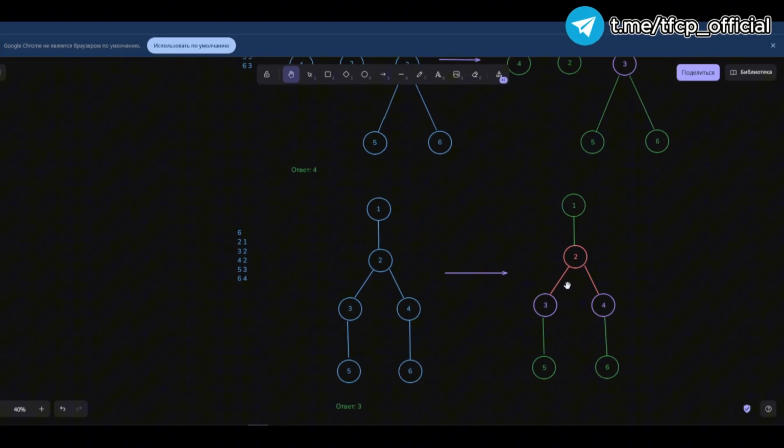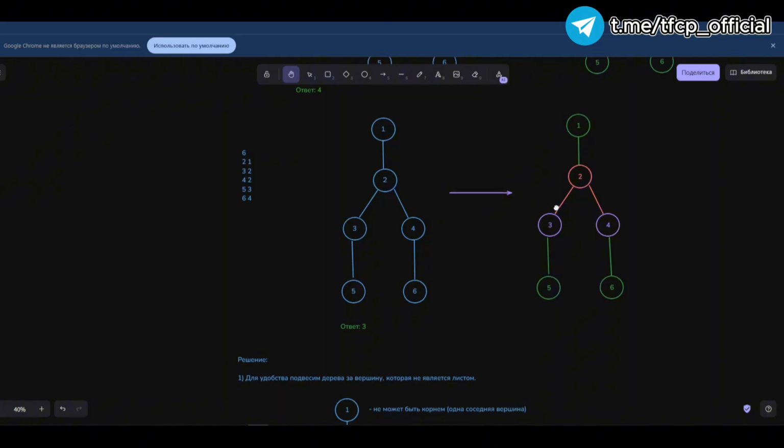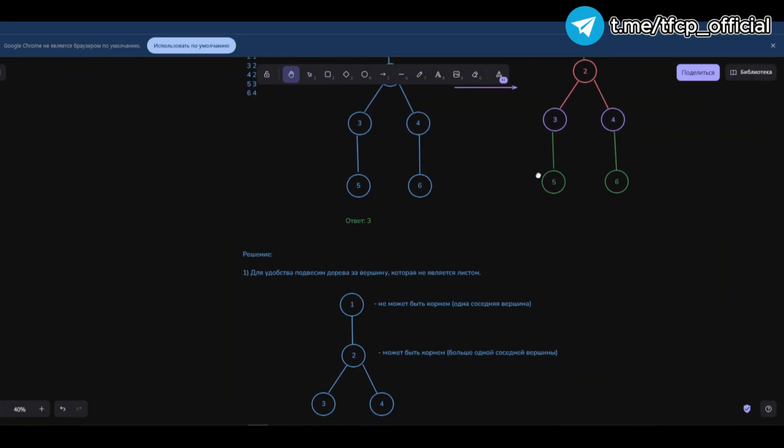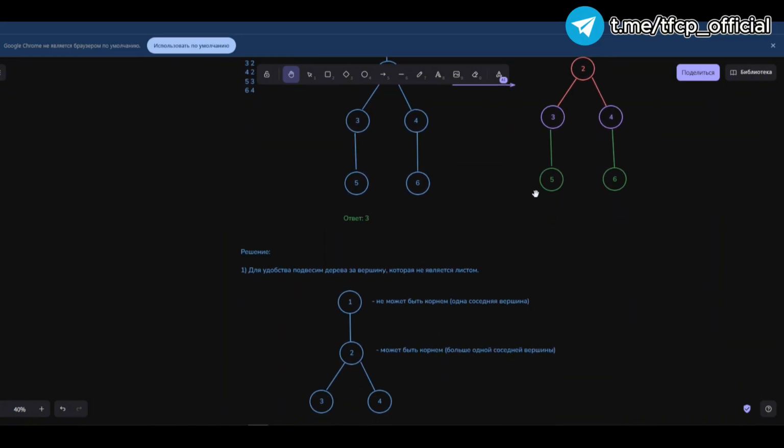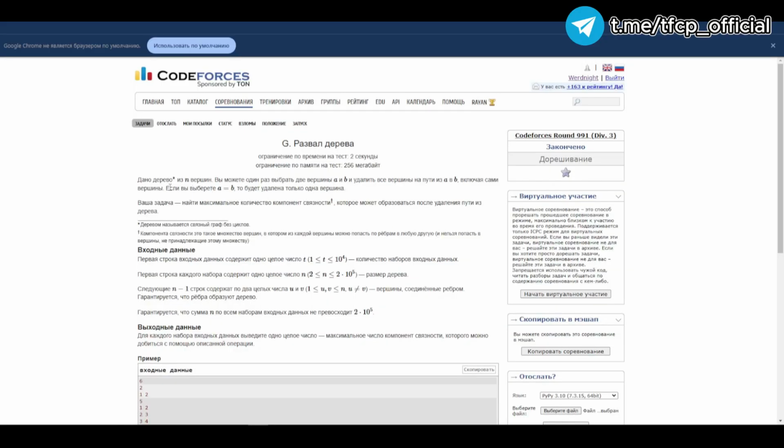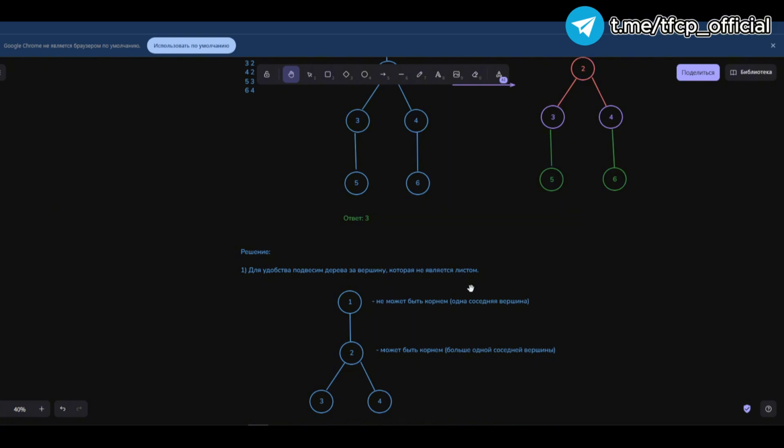So let's move on to the solution. The first thing I'll point out right away is that we have a tree here, and it is not rooted by anything, not even by vertex 1, so we can choose the root ourselves. Even if it were rooted, we could change it however we want. For convenience, it's better to root the tree at a vertex that is not a leaf, that is, one that has more than one neighbor.